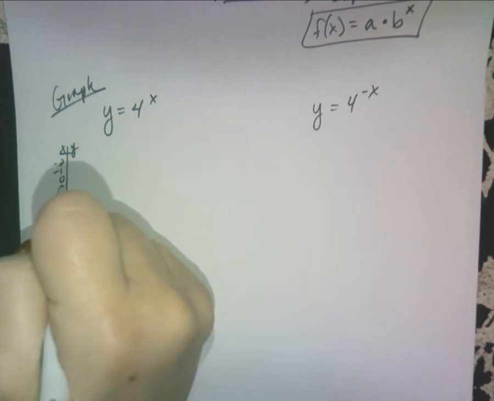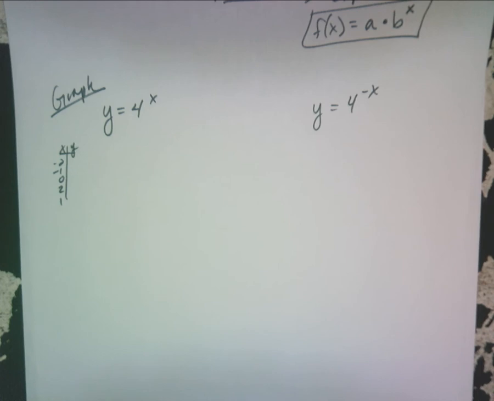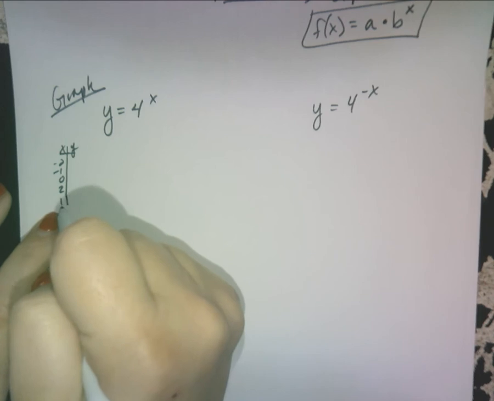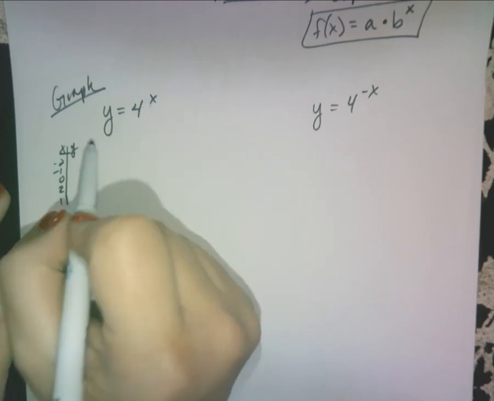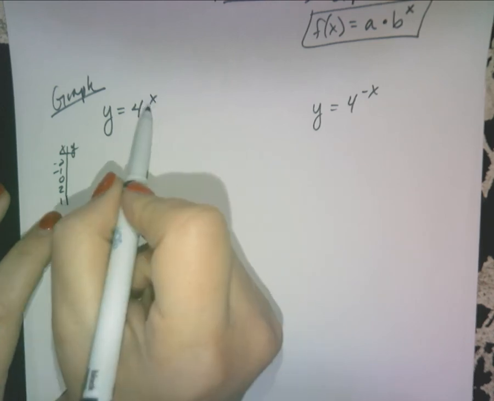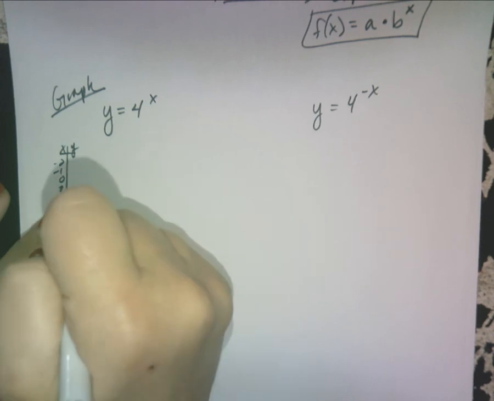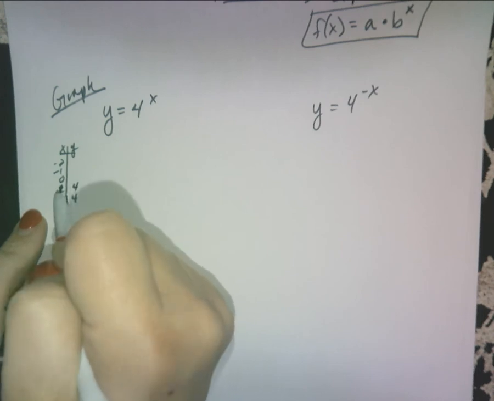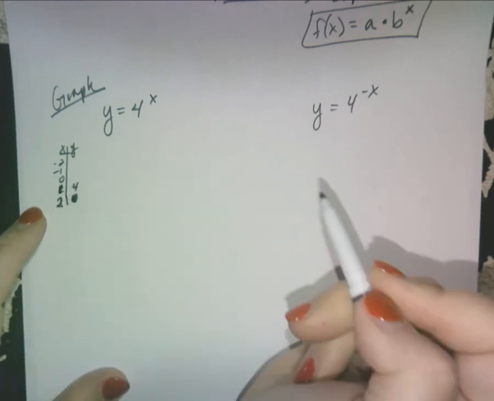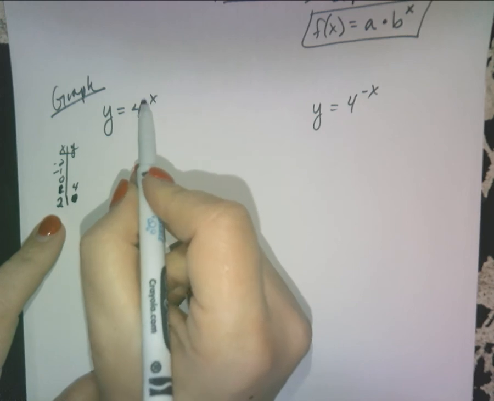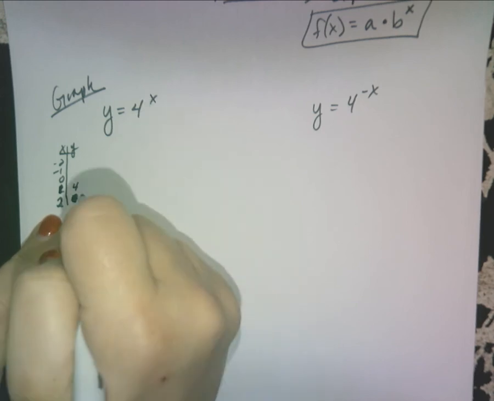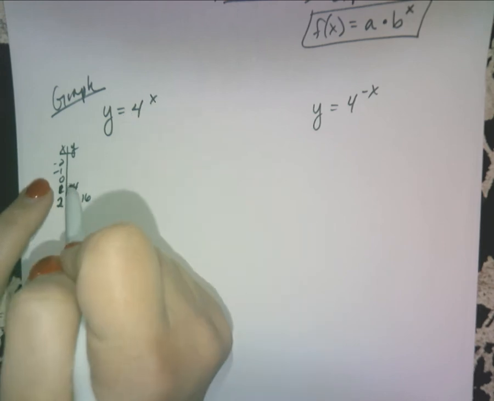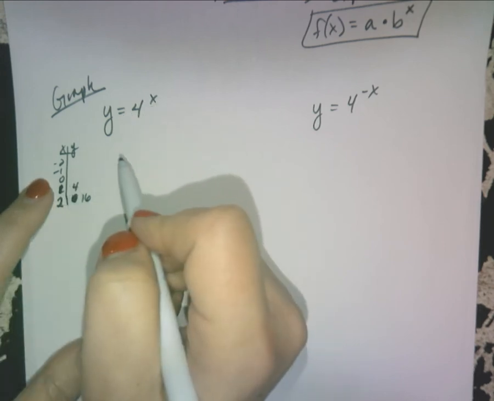I usually like to do -2, -1, 0, 1, 2. Let me start from the bottom here. If x was 1, what would your y be? 4, right? 4 to the 1. If x was 2, what's 4 to the 2? What's 4 squared? 16. If x was 1, you'd be 4. What if x was 0? What's anything to the 0 power?